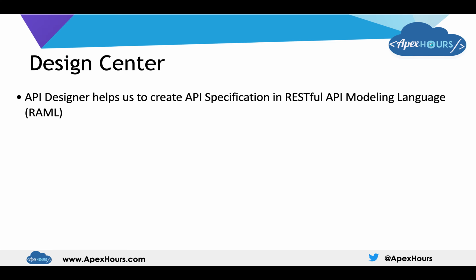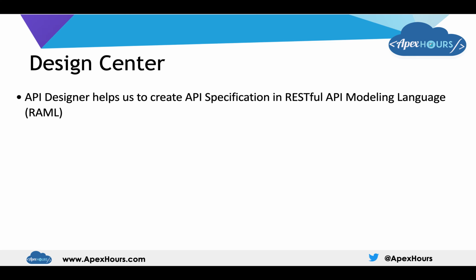API designer means the same developer will be designing the API. And to help us create the API specification, what do we need? How to create it? You need to write in a language, right? You need some language to write it, just like HTML. For web designers, they need to write HTML or JavaScript. Some language should be there, right? So for us, we have a separate language called RAML, RESTful API Modeling Language.